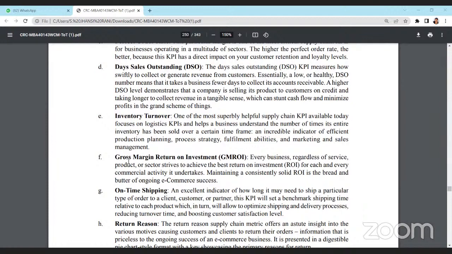And gross margin return on investment. Every business, regardless of service, product, or sector, strives to achieve the best return on investment for each and every commercial activity it undertakes. Maintaining a consistently solid ROI is the bread and butter of ongoing e-commerce success.